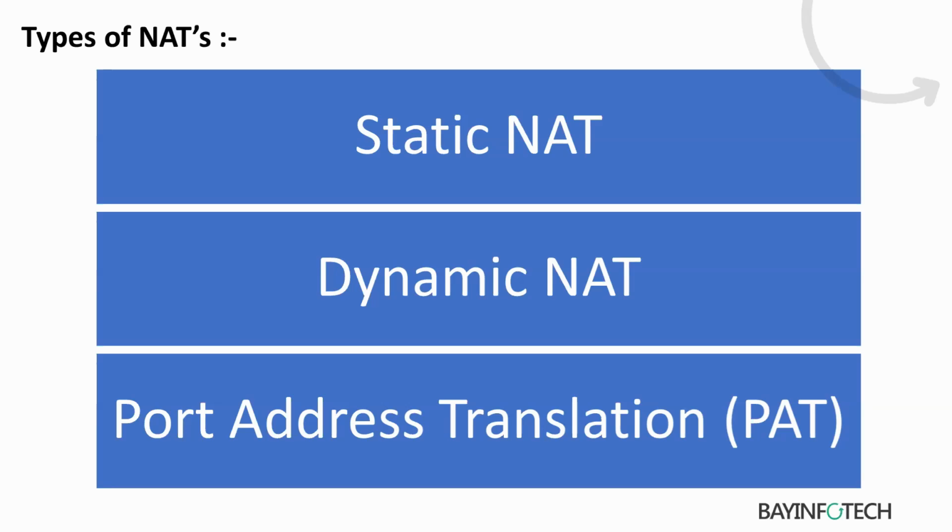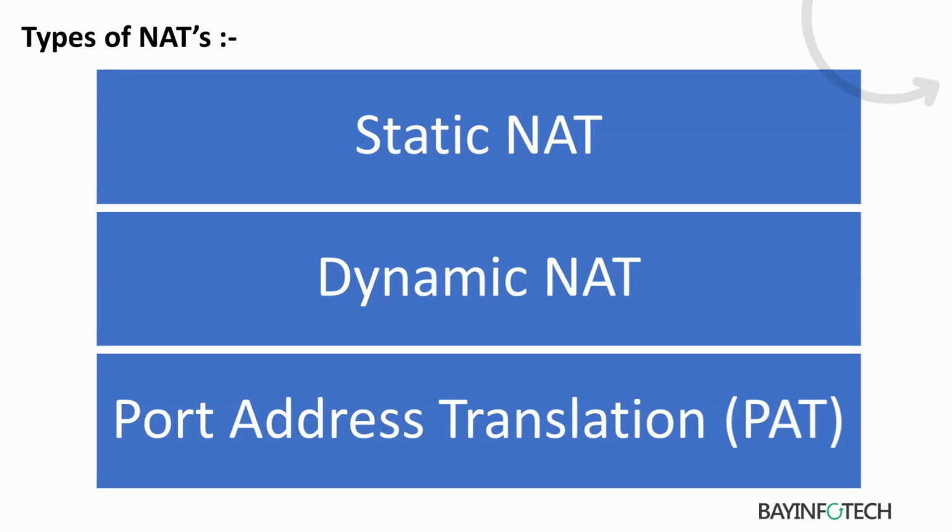So let's look at the next one, which is port address translation. With port address translation, a single public IP address is used for all internal private IP addresses, but a different port is assigned to each private IP address. This type of NAT is also known as NAT overload and is the typical form of NAT used in today's networks. It is even supported by most consumer-grade routers.